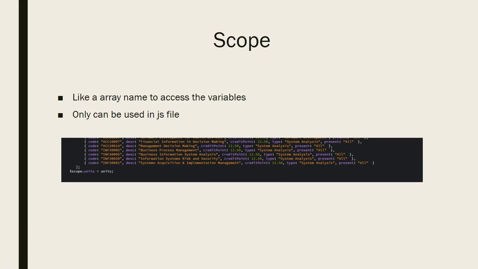Okay, scope. It's like an array name to access the variable. It only can be used in the JS file. Scope is the subcategory. Let's say in your toolbox you have another smaller section which is the controller. Then inside there you have some more subsections. That is what you can call a scope. It's like an array. You can store all the variables inside it, and to access each variable you just have to call $scope dot the variable name. You can see here this whole thing is in units, and to access it I call $scope.units and I assign it to a different variable.